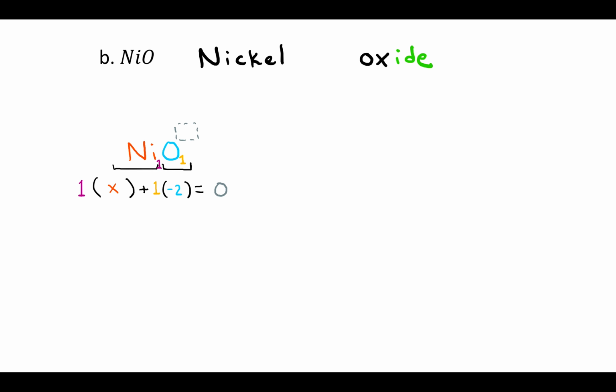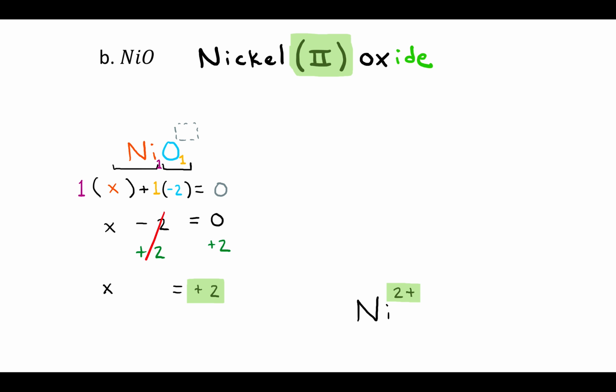So now I have X minus 2 equals 0. Add 2 to both sides, it cancels on the left, and X equals positive 2. So that positive 2 is the charge that's on nickel in this compound. And so we're going to list it in the name as a Roman numeral in parentheses after the nickel. So the name for NiO is nickel(II) oxide.